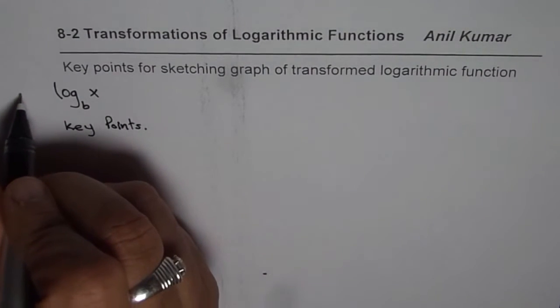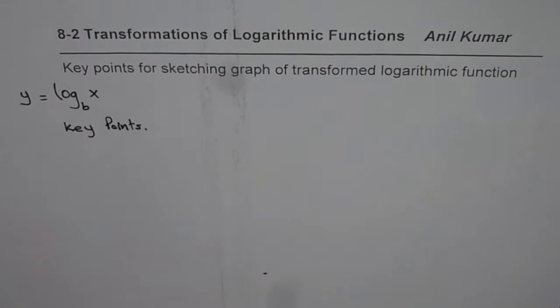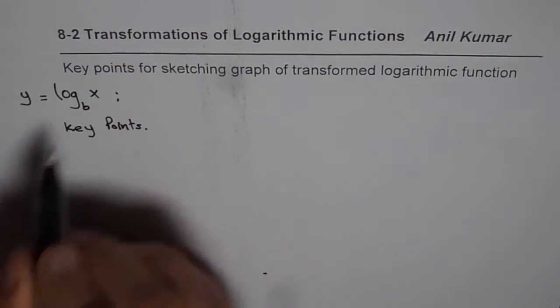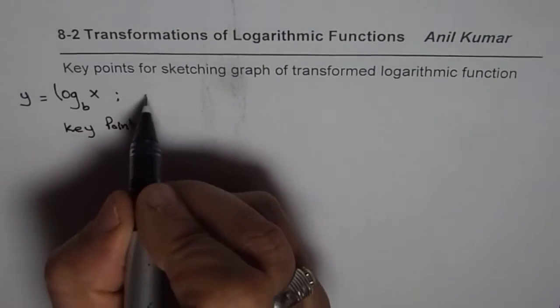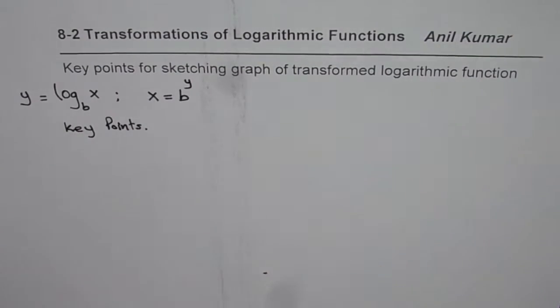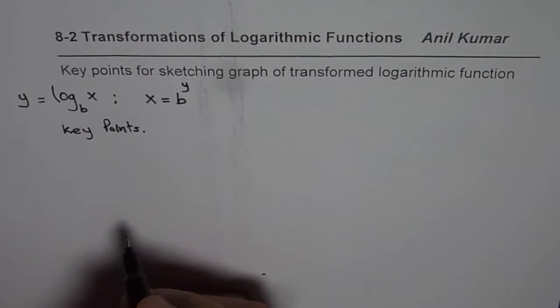Let us say we have y equals log to the base b of x. If you have to write this in exponential form, then how are you going to write it? In exponential form, it becomes x equals b to the power of y. Now that is key for getting the critical points for our graph. I will show you how.